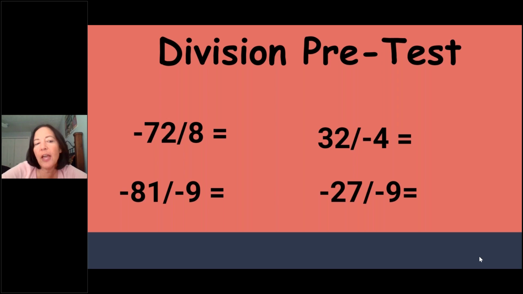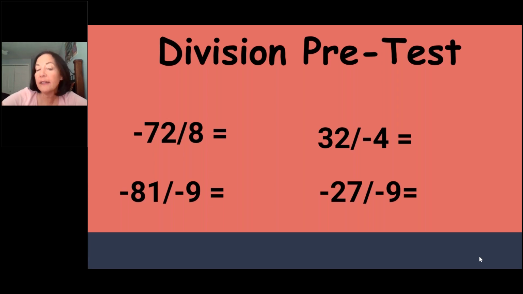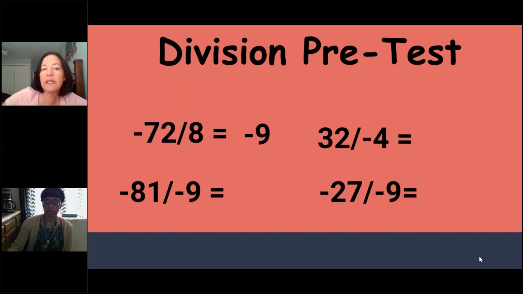Okay, so Brianna, have you got it yet? Negative 72 divided by a positive 8. Is it a positive 9? It is not a positive 9. It's going to be a negative 9, but that's okay. We haven't learned the rules yet. We'll get to the rules in a minute. This was just our pretest.